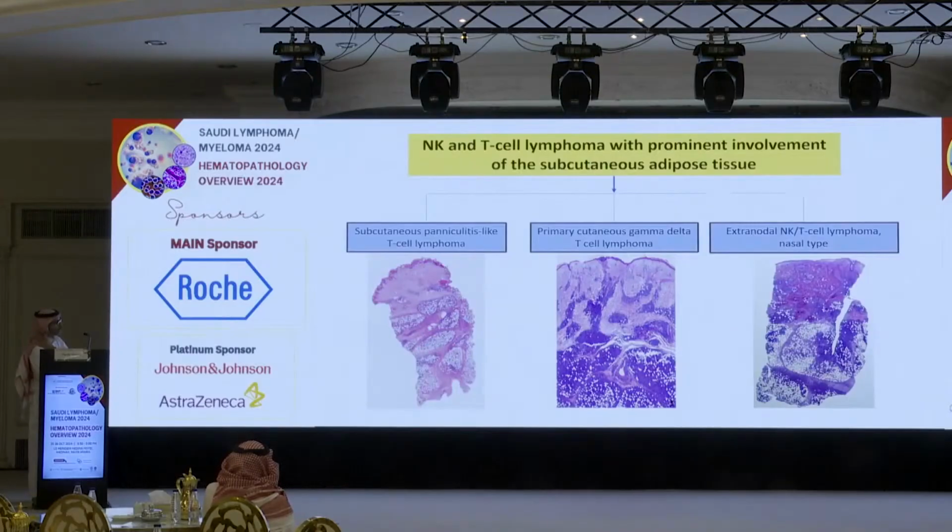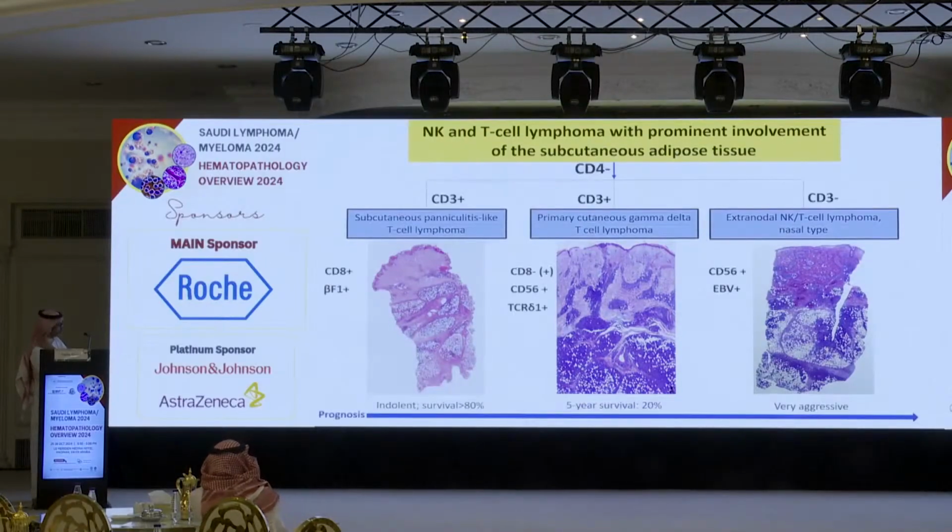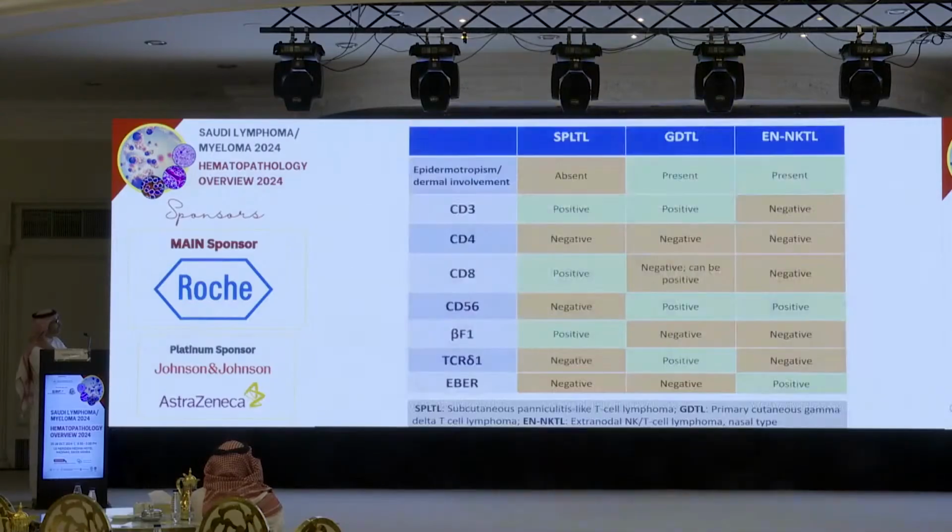These are lymphomas that involve the subcutis. So we talked about that: panniculitis-like T-cell lymphoma, exclusive subcutaneous, gamma delta, and NK/T cell lymphoma. For this one, again, they are CD8 positive, beta F1 positive, and the gamma delta here, TCR gamma delta is positive. And the NK/T cell lymphoma is EBV positive, CD56 positive. And as you see, prognosis is bad.